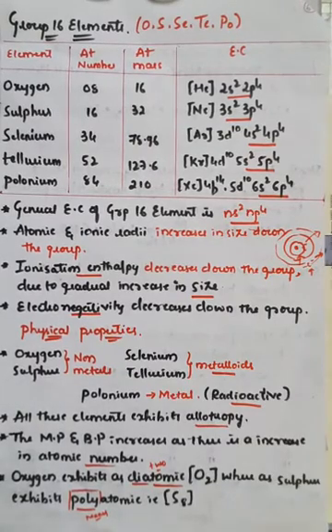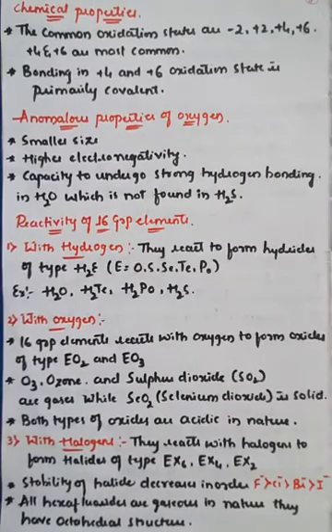Okay, these are some of the 16th group elements as well as their physical properties. Further, we'll see what the chemical properties of 16th group elements are. In case of chemical properties, we'll say how it reacts or what type of bonding they form due to the different oxidation states which the 16th group elements have, right?